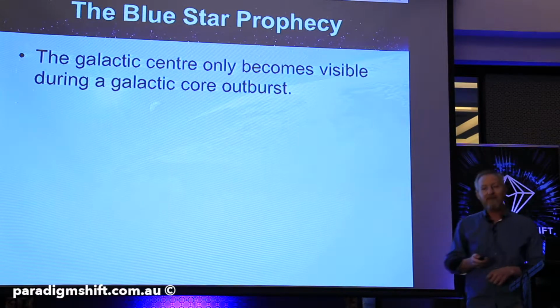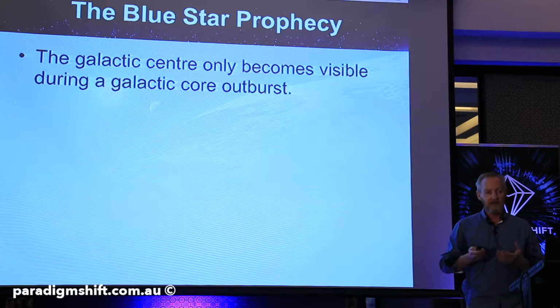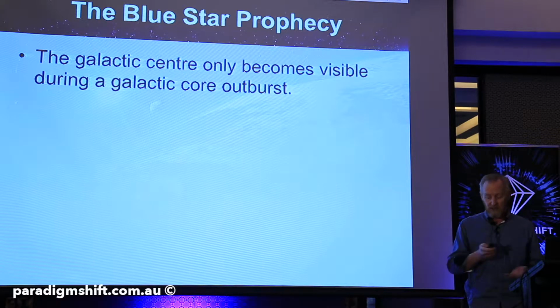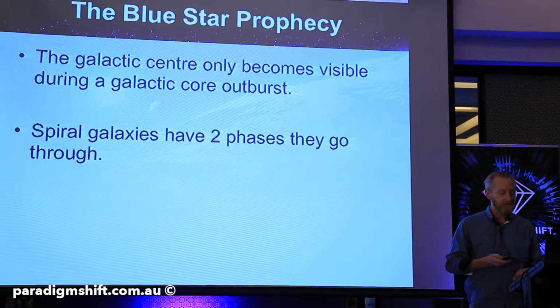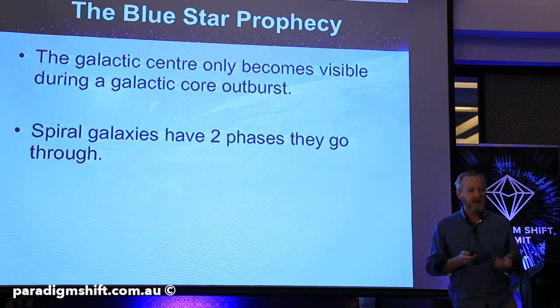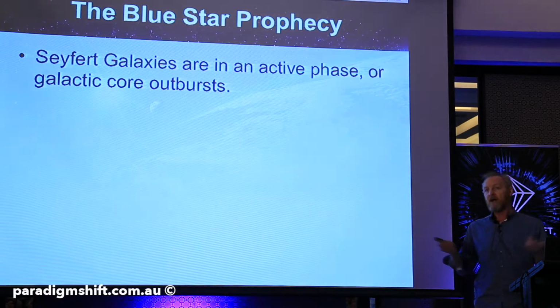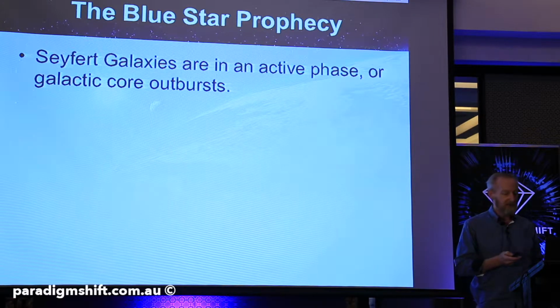So the only time the centre of the galaxy becomes visible to us is when there's an outburst, what they call a galactic outburst, or an explosion. And spiral galaxies like we live in come in 2 varieties. Cepheid and quiescent are the 2 terms that they use. It just means one's exploded and one hasn't. That's all it means.